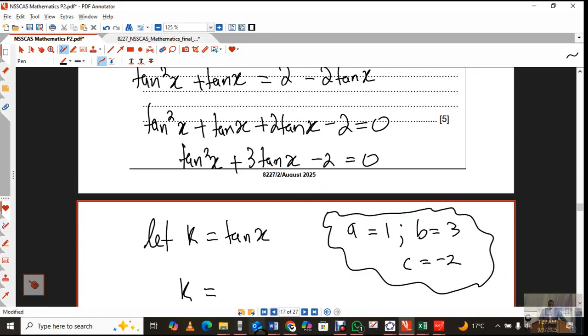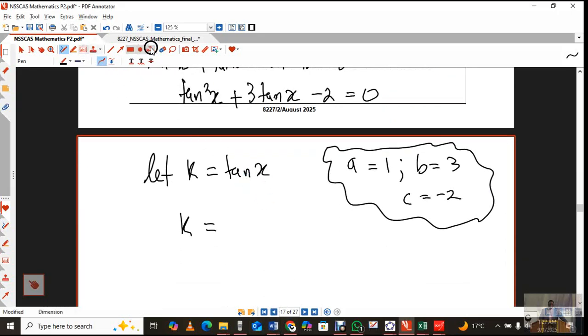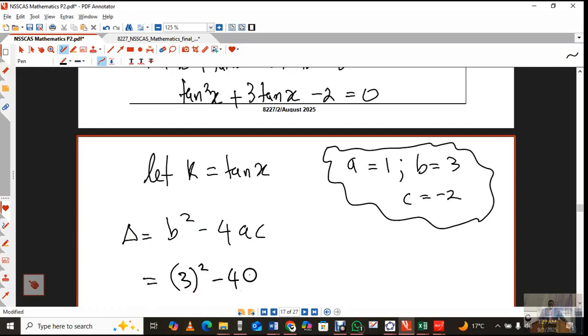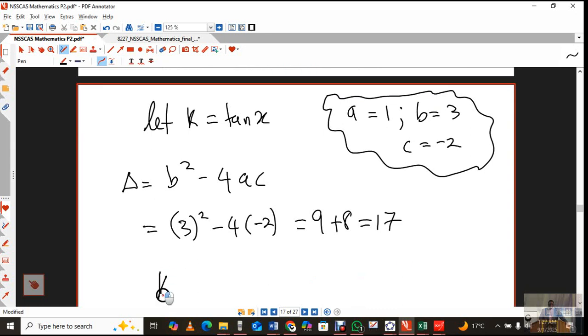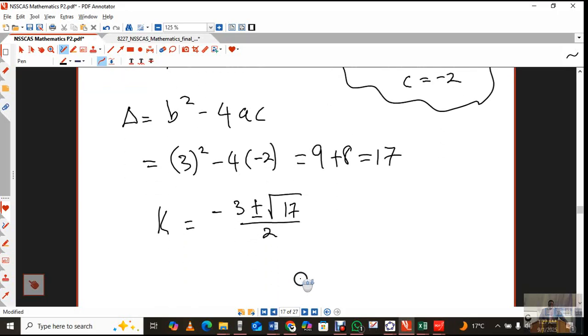Before I use the quadratic formula, this is what I like to do. I like to work out what is referred to as the discriminant, which is b squared minus 4ac. So what is my b? It's 3 squared. My a is 1, and my c is negative 2. That is 9 plus 8, which is 17. Right, so now I can use my quadratic formula. I'll say k is equal to minus the value of b being 3, plus or minus the square root of 17, over 2 times 1. So those are going to be my two values of k.